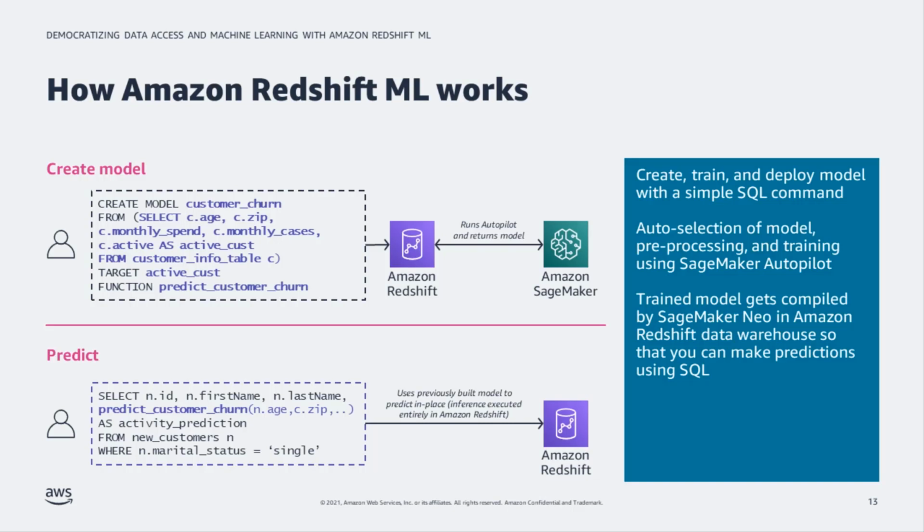As you can see from the example here, you need to specify the name of the model, customer churn in this case. You can specify the training data using a table name or a select query. In the query, a column that we are trying to predict, here it is marked as target, and the column is active or active underscore cust. The final thing is specifying the name of the function through which we can then use this model to make predictions.